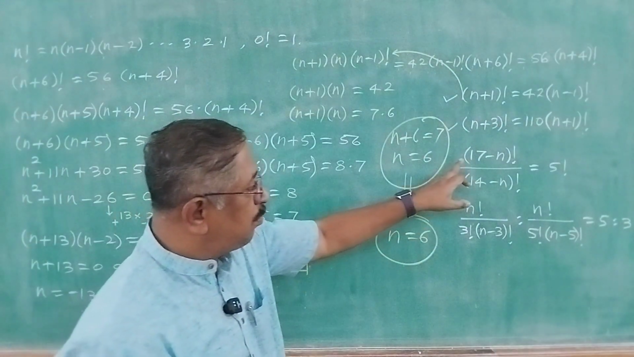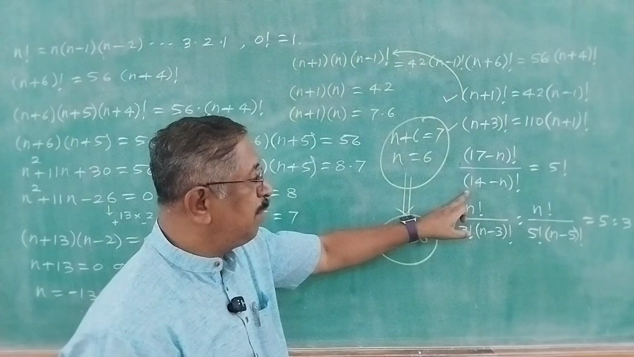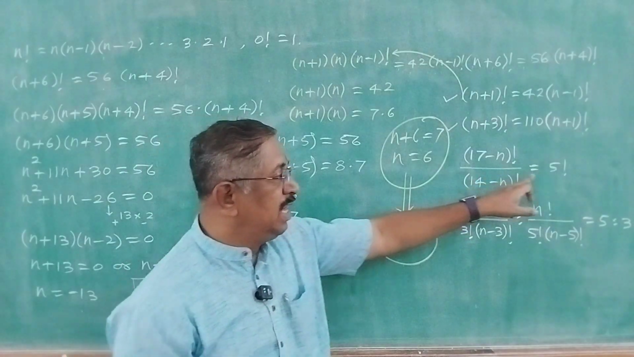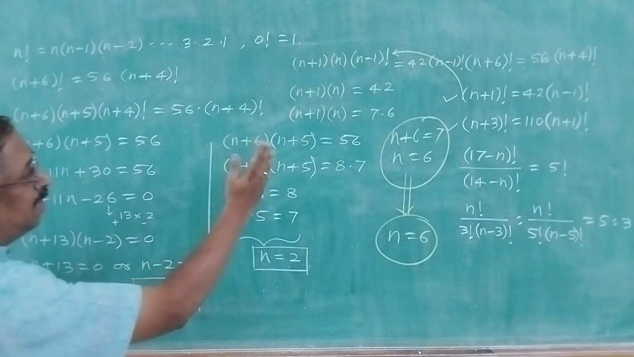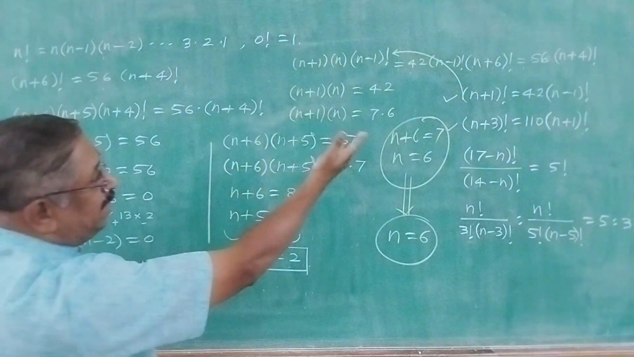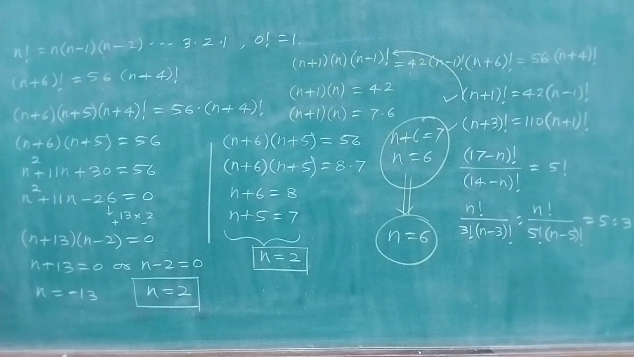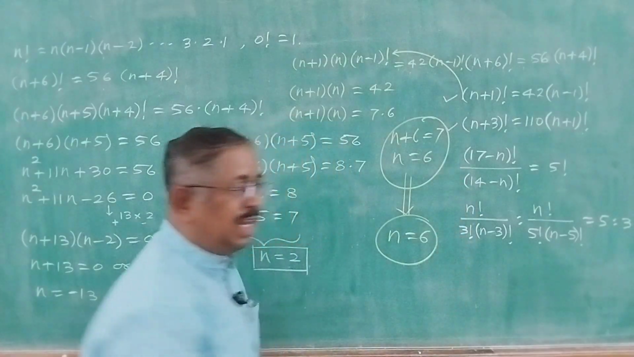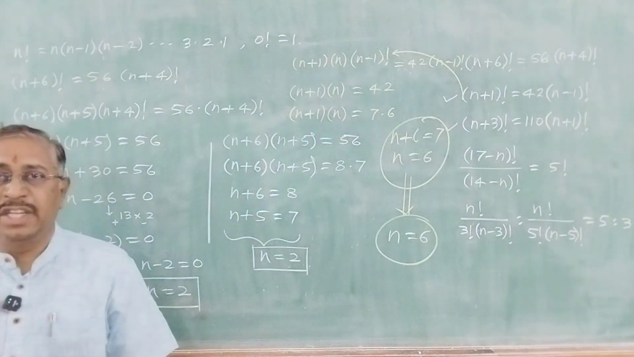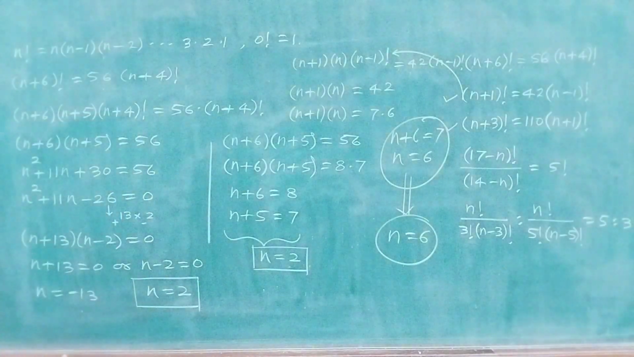Now let us discuss the problem related to (17-n)! divided by (14-n)! is equal to 5!. Look at this example again. I have shown two examples. I have put (n+3)! is equal to 110 times (n+1)! as homework. Let us discuss both these problems and then we go for permutation and combination with nPr and nCr.